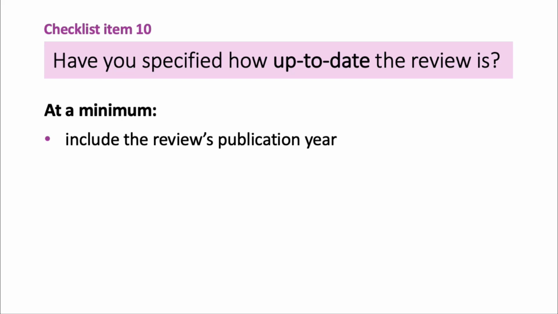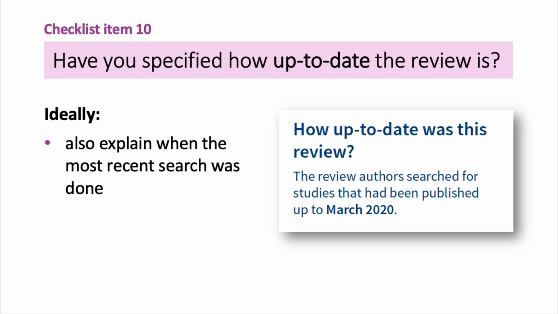People both want to and need to know how up-to-date the evidence is. So, at a minimum, you need to include the publication year of the review that you're reporting on. Probably the most precise way to indicate how up-to-date a review is, is to state the date of the most recent search for studies. However, you need to consider your target audience, as the publication year may be easier to understand by people who are unfamiliar with systematic review methodology.